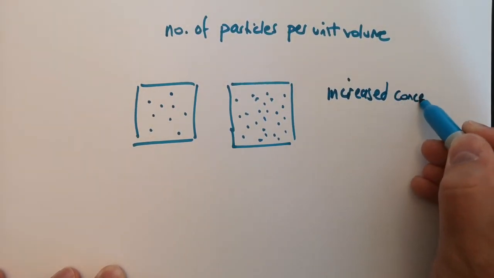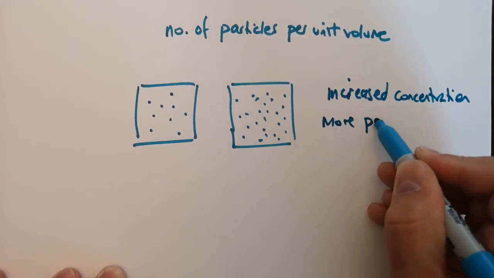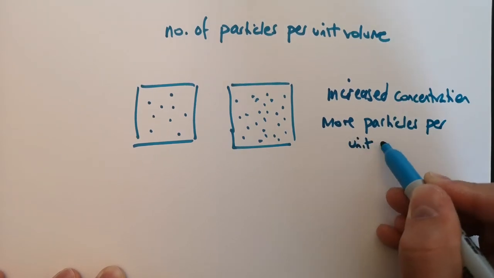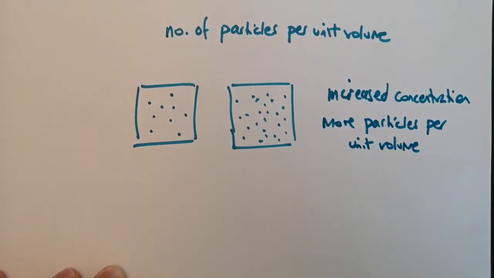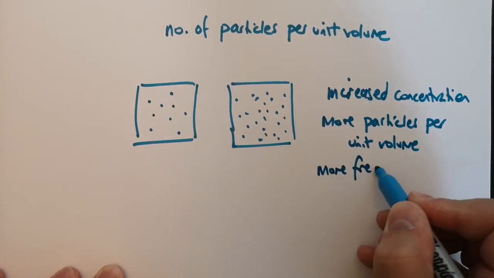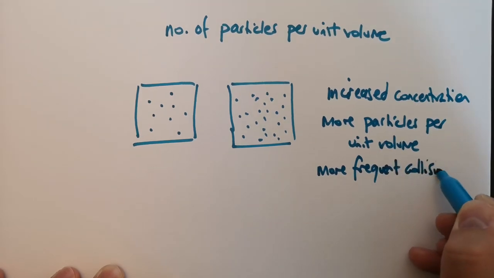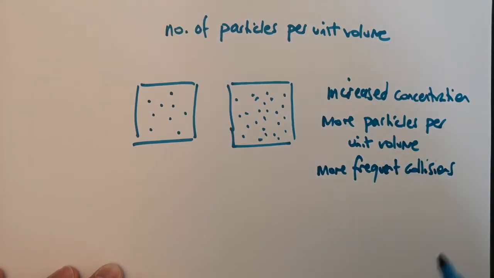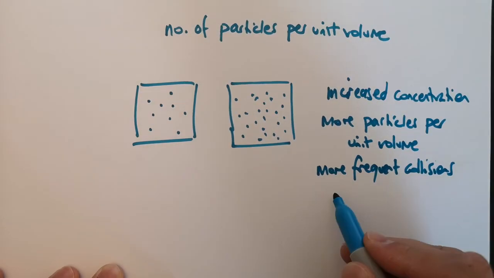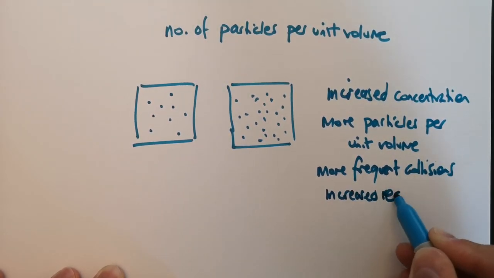Increased concentration means that there are more particles per unit volume. So that leads to more frequent collisions. Again, there's got to be some relation to time, more frequent collisions. So that leads to an increased reaction rate.